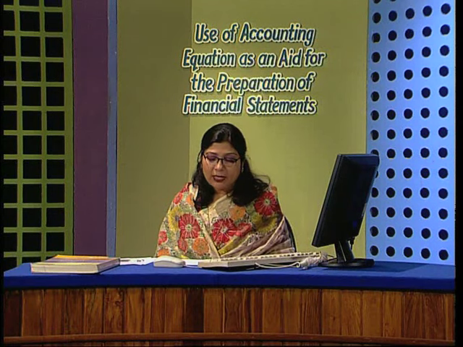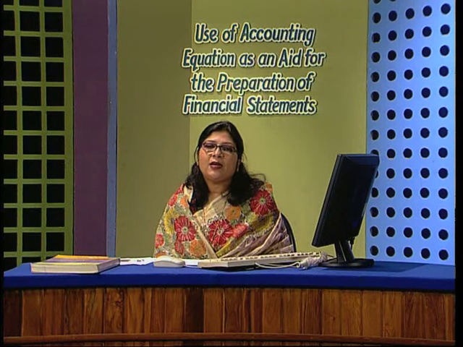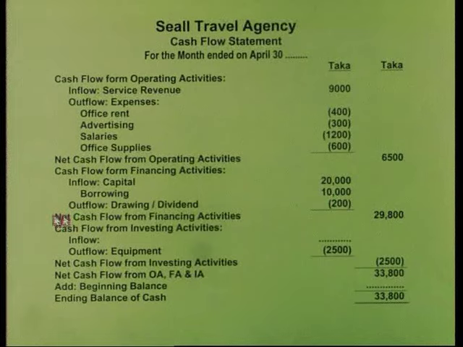Let us consider the cash flow from financing activity, how the organization is financing itself. What are the sources? There are two sources that an organization can finance itself: from debt financing and from equity financing. Capital, that is equity financing, is 20,000 taka that we can have from the cash column, and borrowing, which is debt financing, that is 10,000 taka. The outflow is only the drawing or the dividend, which is 200 taka. So the net cash flow from financing activity is 29,800 taka.